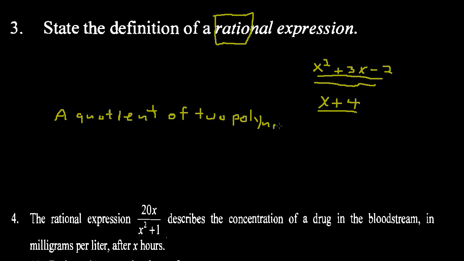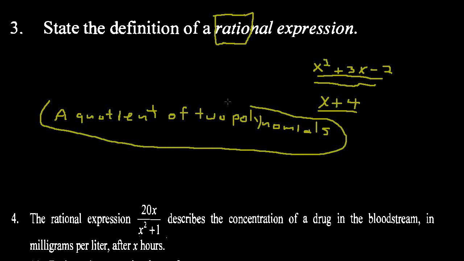So probably the best bet would be to just memorize what that is, and you wouldn't have to go through this of trying to parse the word rational and come up with ratio and then think what's an expression in a ratio and that type of thing. Just memorize that the definition of a rational expression is a quotient of two polynomials.